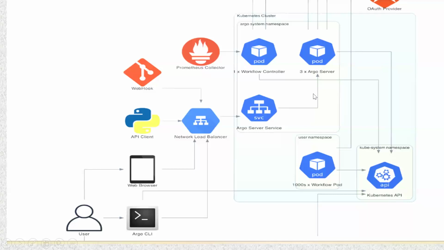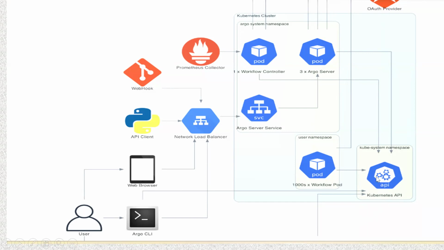This is the graphical diagram of how Argo workflow works. You can see the user can interact with Argo workflow in two ways. One is command line and second is web interface. Then they will be connecting through the network. It can be a network load balancer, it can be a node port, an ingress controller, anything can be there. Then it connects to the Argo server service.